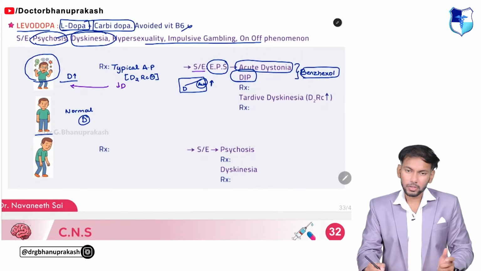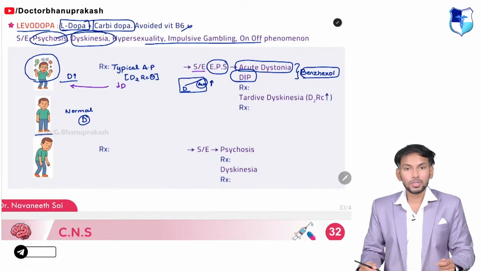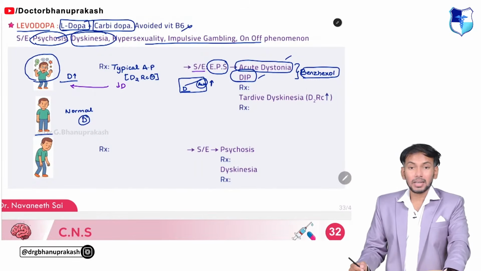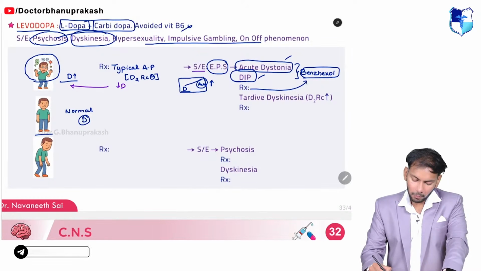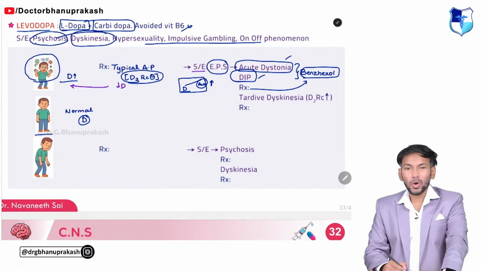Did you understand this much? You might ask me, sir, why not increase dopamine? If we increase dopamine, again it will cause psychosis. No. That is why benzhexol is the drug of choice in both acute dystonia and drug-induced Parkinsonism. Treatment is benzhexol.